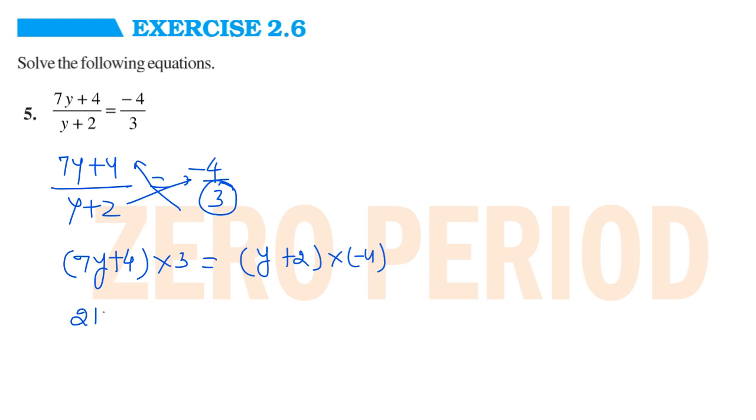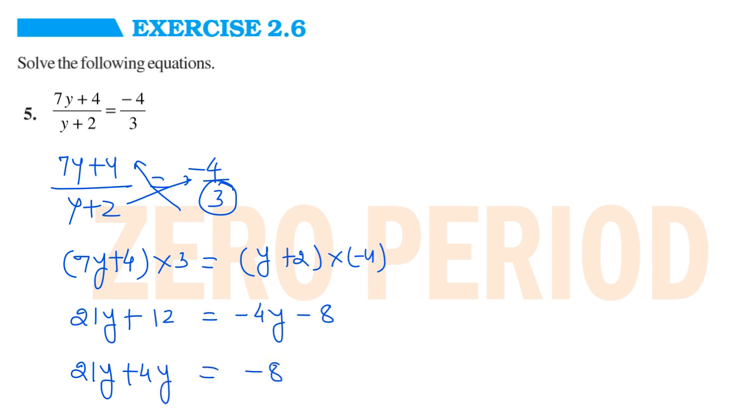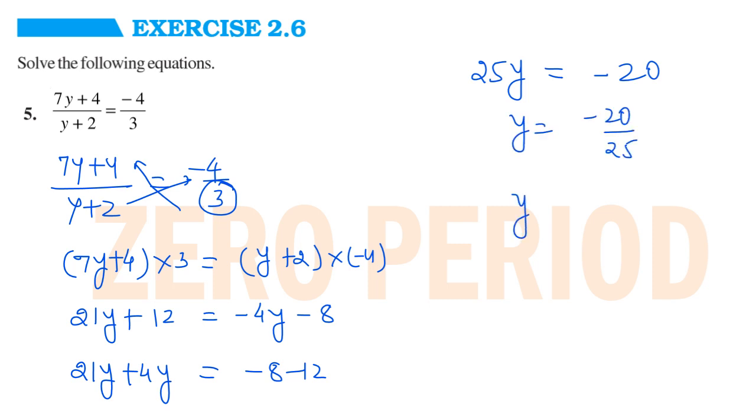And then this will be 21y plus 12, and this will be -4y and -8. Then 21y plus 4y is equal to -8 and -12 there. Then 21 and 4 will make 25y is equal to -20. So y is equal to -20 upon 25.